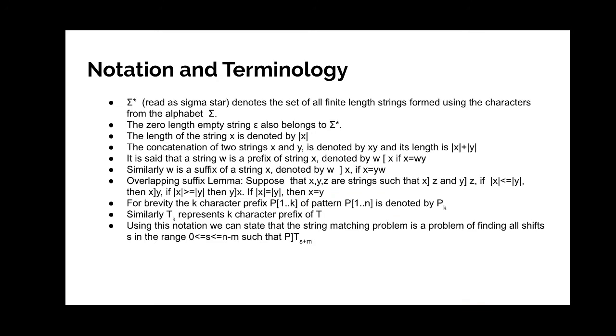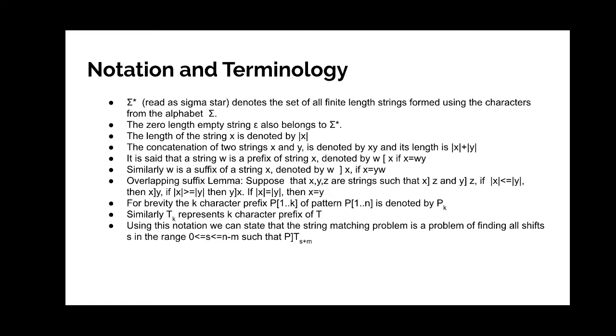We continue with the terminologies and the notations. We use sigma star to denote the set of all finite length strings formed using the characters from the alphabet. For example, if the alphabet is all numbers 0 to 9, 21 is part of sigma star, 391 is part of sigma star, and so on. The zero length empty string epsilon also belongs to sigma star. The length of the string x is denoted by the absolute value of x. The concatenation of two strings x and y is denoted by xy, and its length is |x| plus |y|.